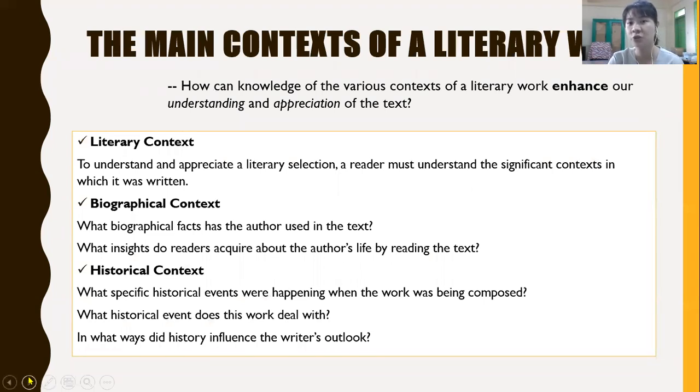So the main question: how can knowledge of the various contexts of a literary work enhance our understanding and appreciation of the text? So this will be the last part of our discussion. We have literary context. To understand and appreciate a literary selection, the reader must understand the significant context in which it was written. Biographical context.